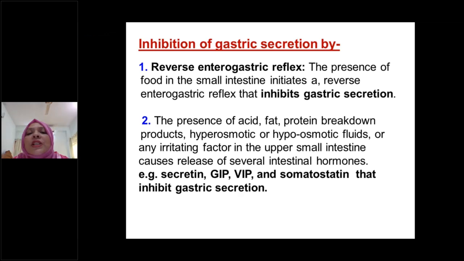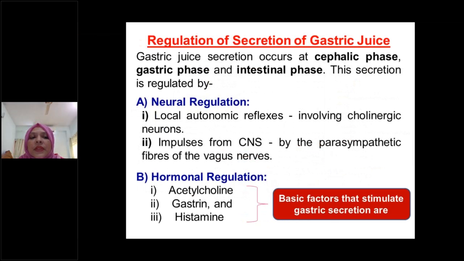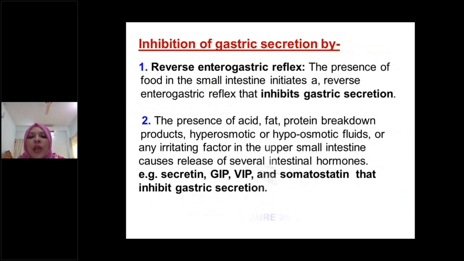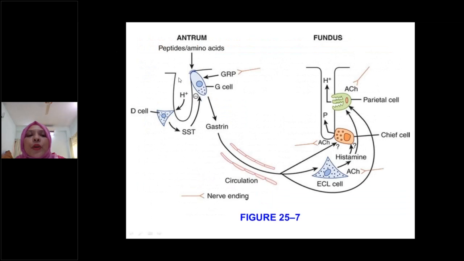Describe the regulation of gastric secretion. You have to write down neural regulation and hormonal regulation, and factors that stimulate gastric secretion and factors that inhibit gastric secretion. Now you have to draw this figure from 26th edition Ganong, figure 25-7. This is the recent edition. The 26th edition Ganong added this figure. Regulation of gastric juice secretion.